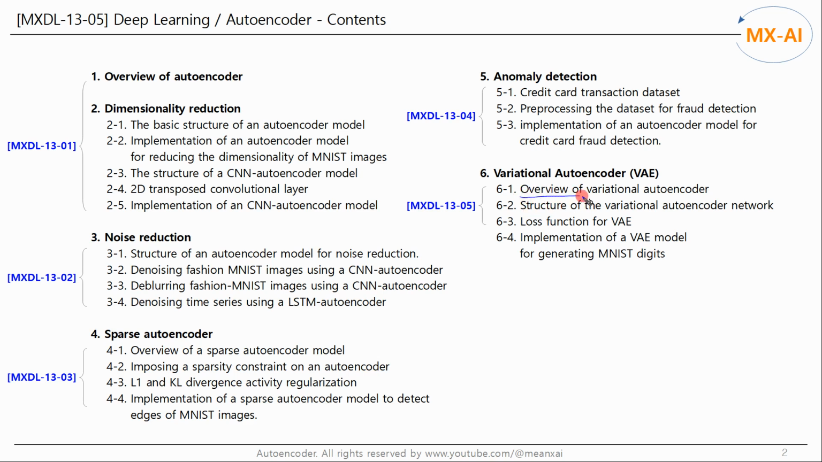First, let's look at the basic concepts and network architecture of variational autoencoders. Next, let's look at the loss function for training the network. How to implement the network will be covered in the next video.